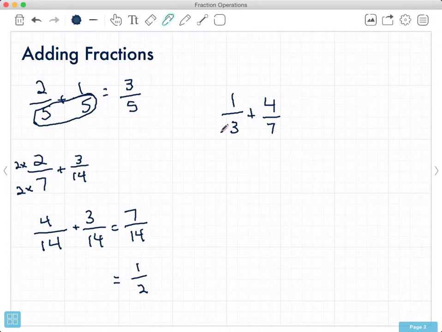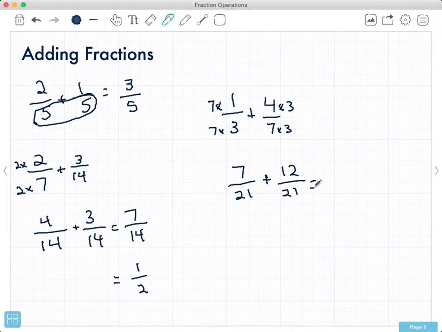So I'm going to take 3 and I'm going to times it by 7. And again, I can do that as long as I do the same thing to the top of that fraction. On this fraction, to make the denominator 21, I want to multiply the 7 times 3. Whatever I do to the bottom of the fraction, I need to do to the top. This changes this question into 7 over 21, which is the same amount as a third, plus 12 over 21, which is the same amount as 4/7. And when I add my fractions, I get 19 over 21.